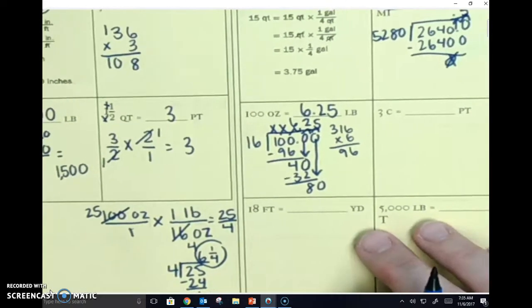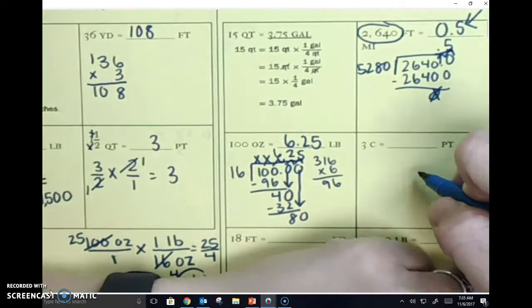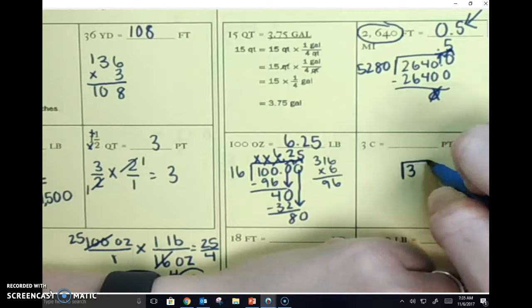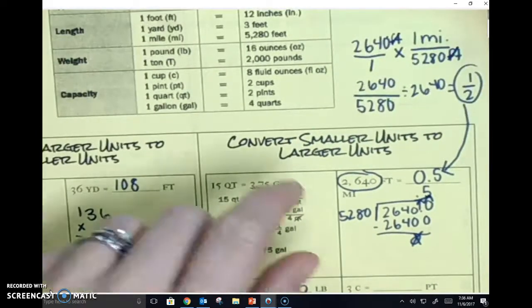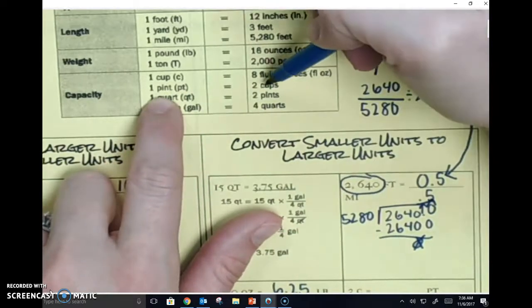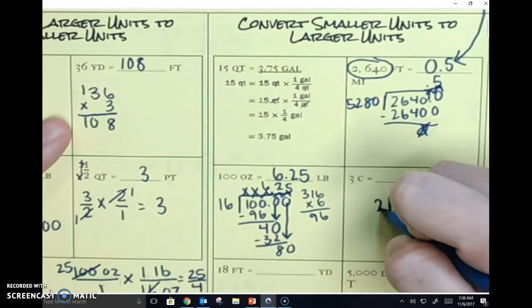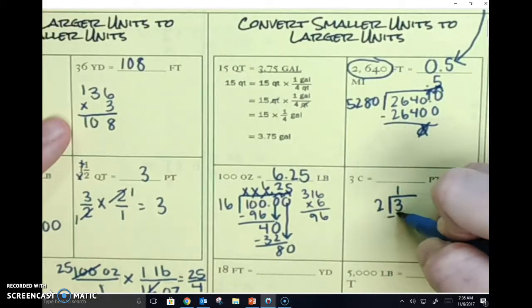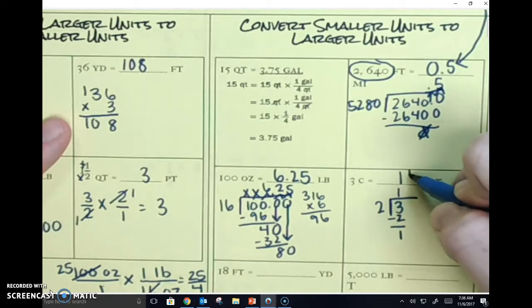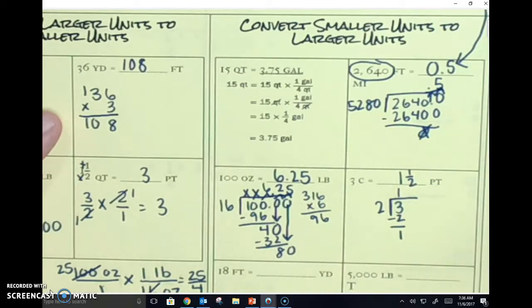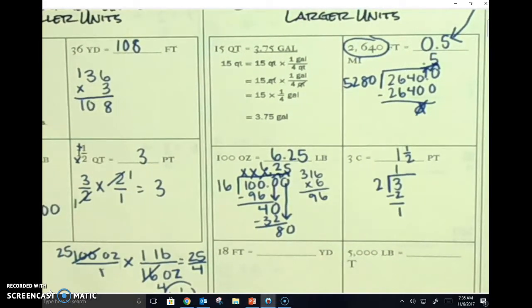Now we have 3 cups equals how many pints? Again, we're going from smaller to larger, so we're dividing. So I'm just going to show division from right now. So we have 3 divided by, we go up here, we're looking for cups and pints. So cups and pints, we're going to divide by 2. 2 goes into 3 once. So we get 1.5. Or you can change it to 1.5, same exact thing.